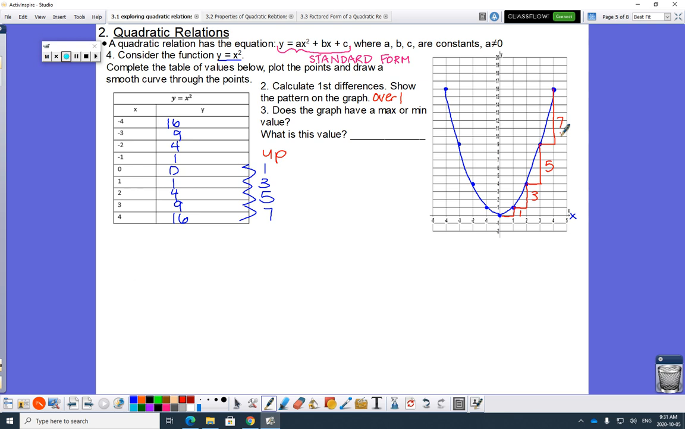You could do the same thing on the other side. It would still be over 1, up 1, over 1, up 3, but then we're going left, right? So that's why the first differences become negative. A parabola is always symmetrical, so you could do the same thing on the other side. So this is called the step pattern.